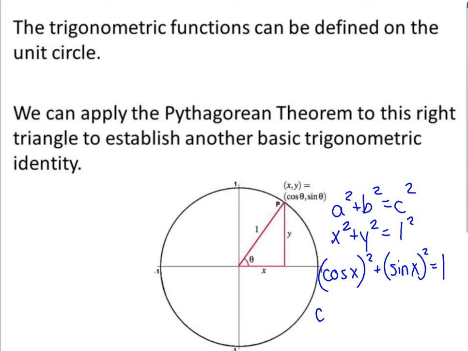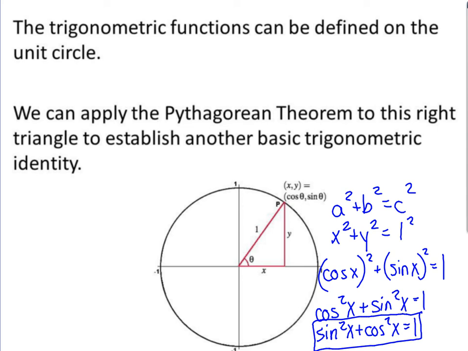When you square a trig function, you can actually write it as cosine squared of x plus sine squared of x is equal to 1. Or we can rewrite that as the sine squared of x plus the cosine squared of x is equal to 1. This is actually one of our Pythagorean identities that we're going to have on the next slide.